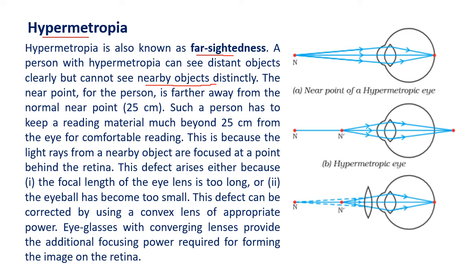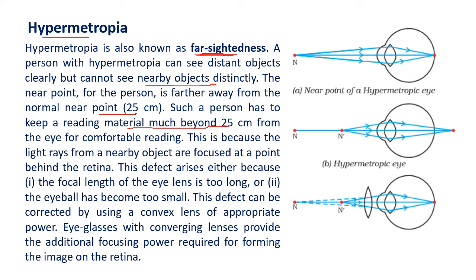Okay? Now we know the near point for a person is 25 centimeter. It means when a person is seeing an object at 25 centimeter, he can see it without strain. Now this person is far-sighted. Far-sighted means can see faraway things, cannot see near things. So the person cannot read a book or any material kept at 25 centimeter. He has to keep it much beyond 25 centimeter, means he has to put it far from his eyes to see it clearly.